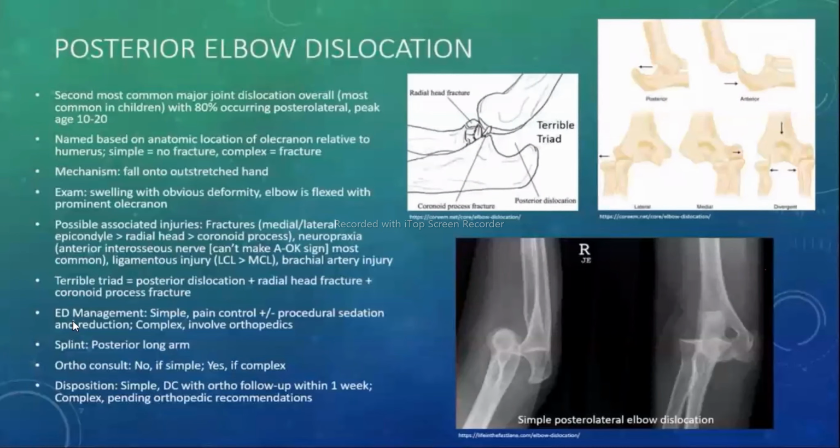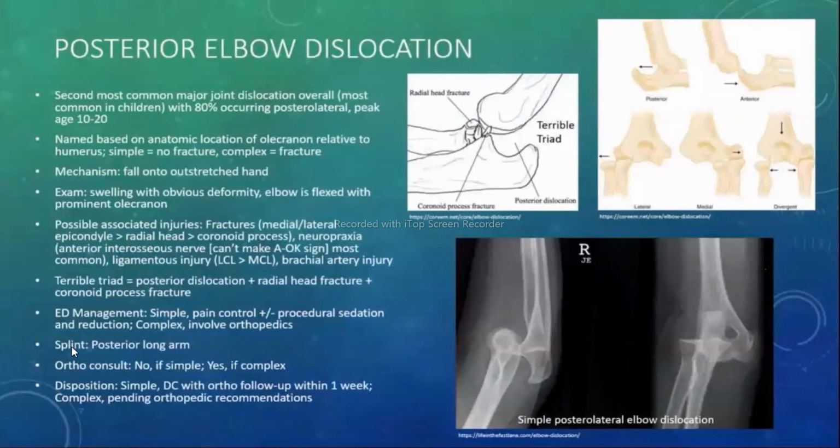So what about the management? The management, if you find simple, what does it mean simple, guys? No fracture, right? Simple dislocation only. So what is the management here? Pain control, analgesic. Pain control plus or minus procedural sedation and reduction, like any joint, okay? What if the patient has a fracture? Involve orthopedics. Yes, because this patient maybe needs ORIF, okay?